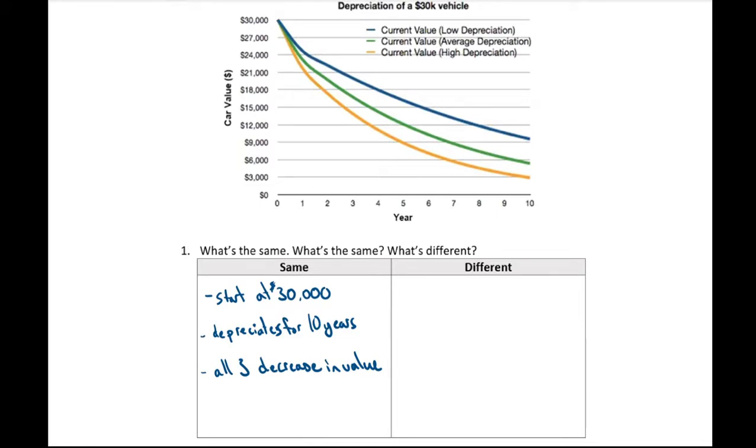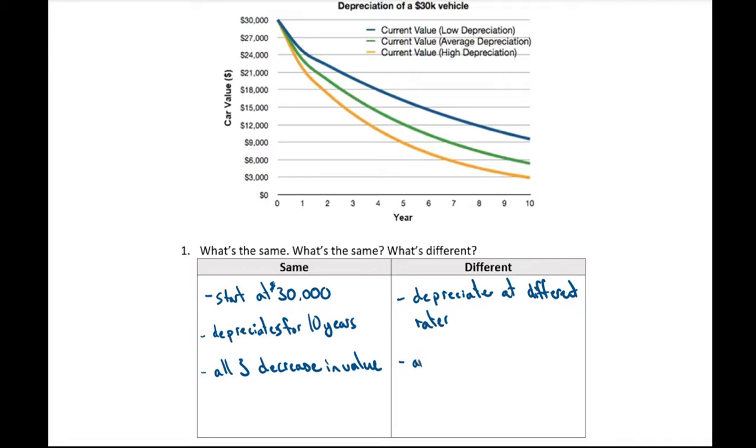What's different? So again, we can hopefully see right off the bat what's different about the 3 scenarios, which is that they all depreciate at different rates. And the reason we can see this is because at the end, some cars have a higher value, an average value, and a low value. So the values are different after 10 years. That means they have to be depreciating or decreasing at different rates.